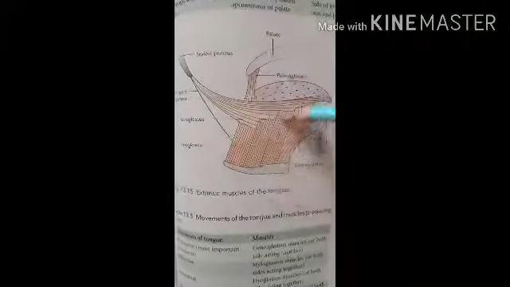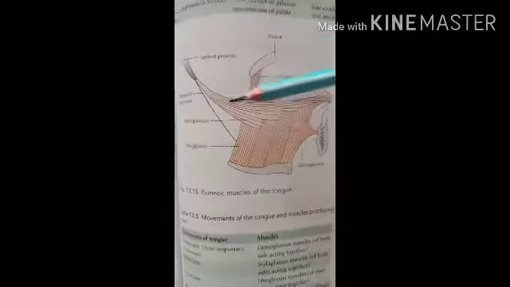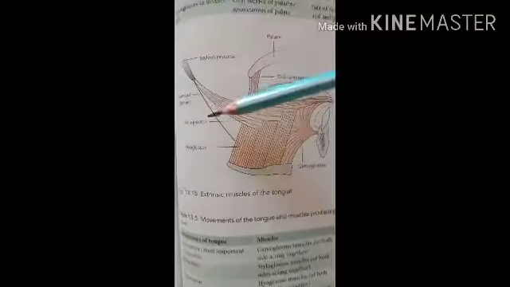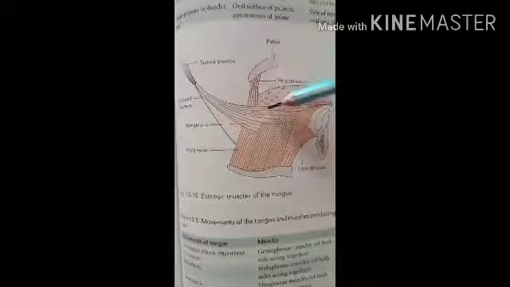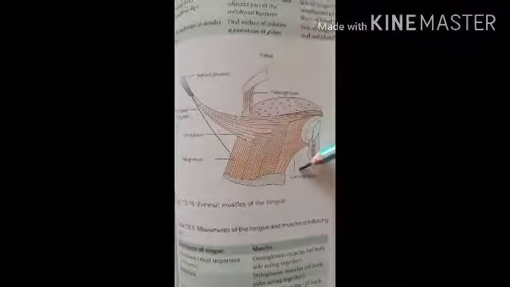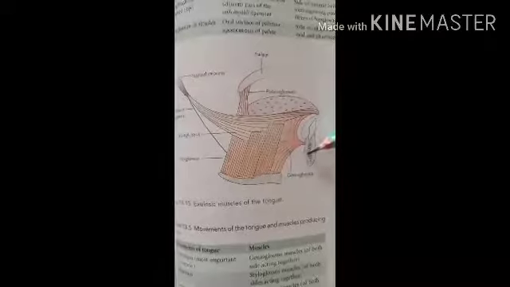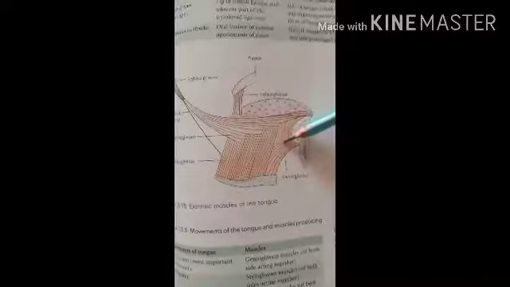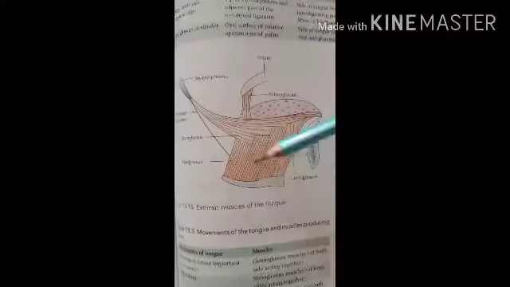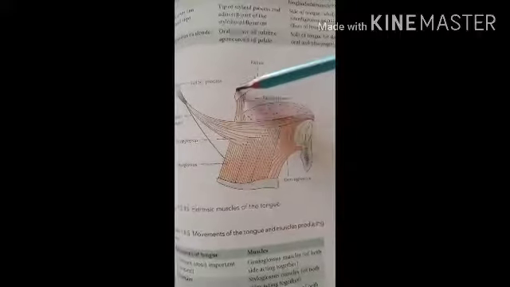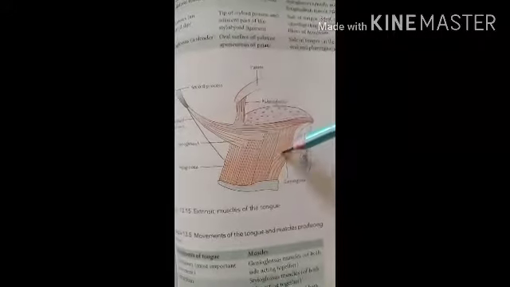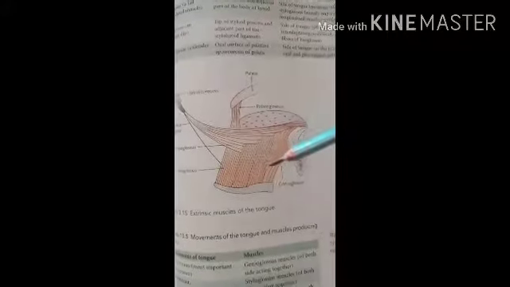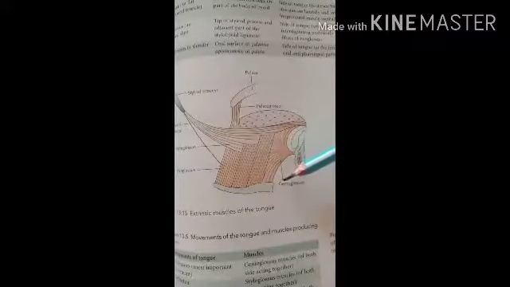So these are the extrinsic muscles: the genioglossus, the hyoglossus, the styloglossus, and the palatoglossus. The genioglossus muscle originates from the superior genial tubercle, and it is inserted into the whole of the tongue and the hyoid bone. Here this is the hyoid bone, this is the palate. The action of this muscle is that it protrudes the tongue.